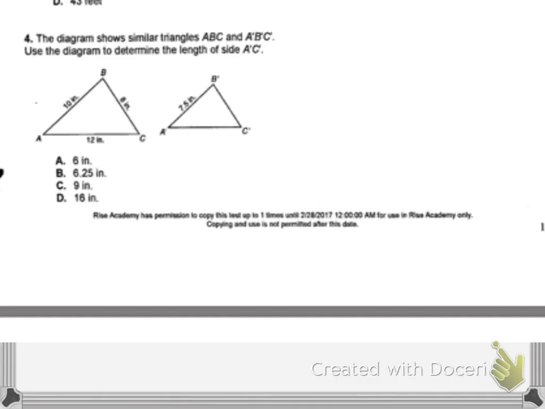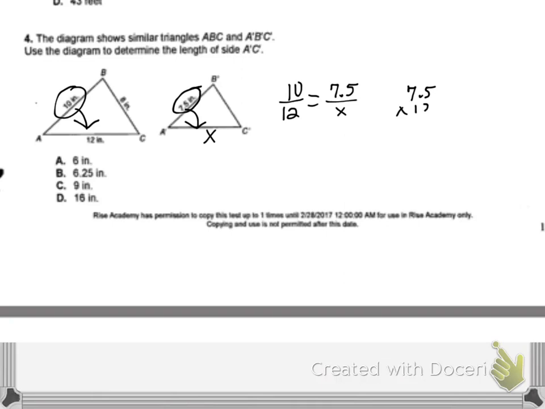Number 4. The diagram shows similar triangles ABC and A prime, B prime, C prime. Use the diagram to determine the length of side A prime, C prime. So again, what we have is just another proportion. I'm looking for A prime, C prime, so it'd be this part right here. So I can just do AB over AC and then A prime, B prime over A prime, C prime. So 10 over 12, set equal to 7.5 over X. And then solve the proportion.